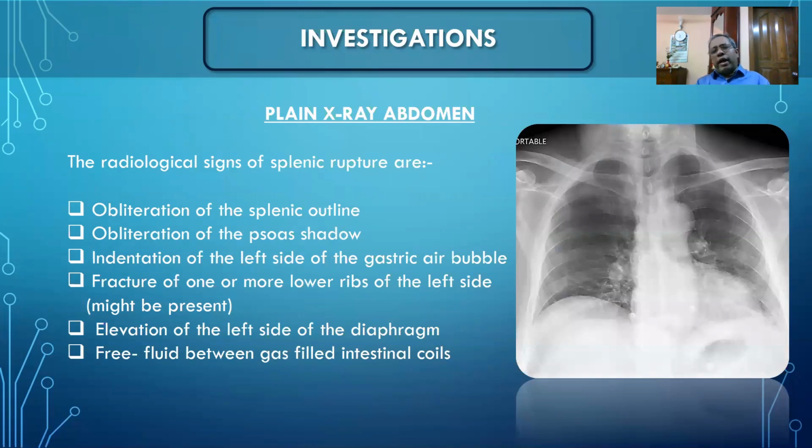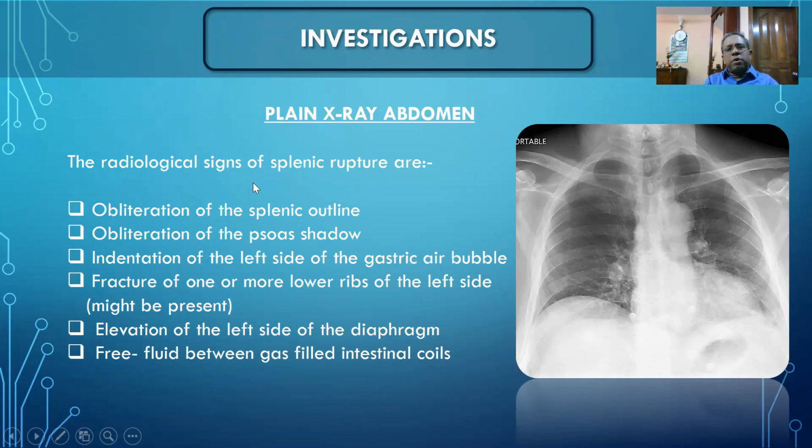Previously, we were more oriented to the plain X-ray abdomen, because at that time sonography, CT scan, and MRI were not available in all areas. So we mostly diagnosed by a non-invasive investigation like a plain X-ray. It also plays a role in evaluating splenic injury. If you know the radiological findings, you can look, correlate with these findings, and then assess that there may be a splenic injury.